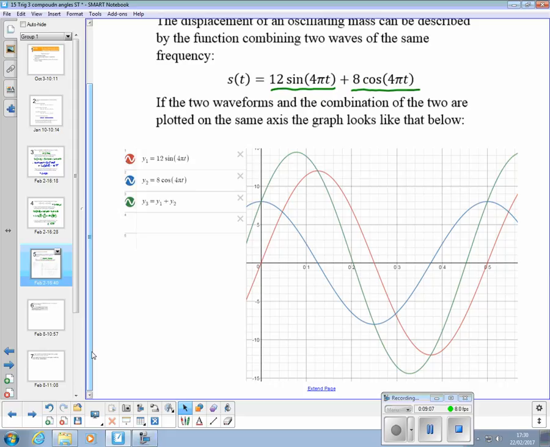The green waveform is the function of the two waveforms added. So what we'd be doing if we wanted to plot this, we'd look at what the red one was and what the blue one was, added together, and that's where we plot. So the green one crosses here; we'd be adding together that much and that much to make that much.